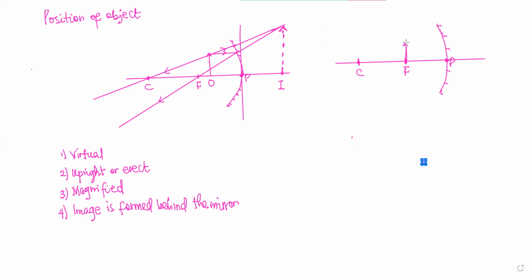So a ray of light parallel to the principal axis, after reflection, must pass through F. Must reflect and pass through F. A ray of light hitting the mirror at 90 must reflect and pass through C.